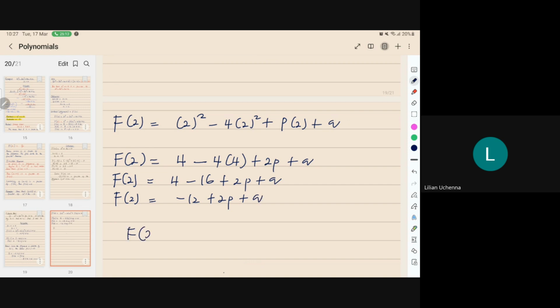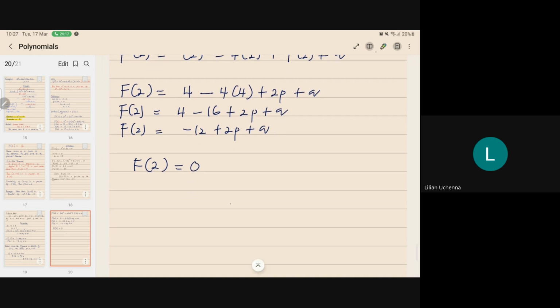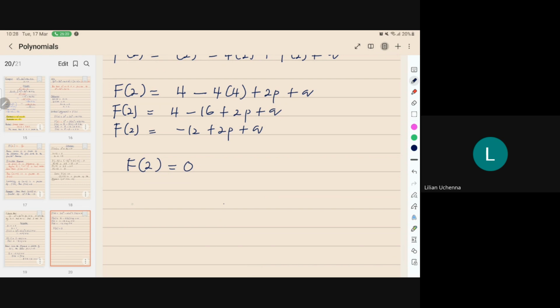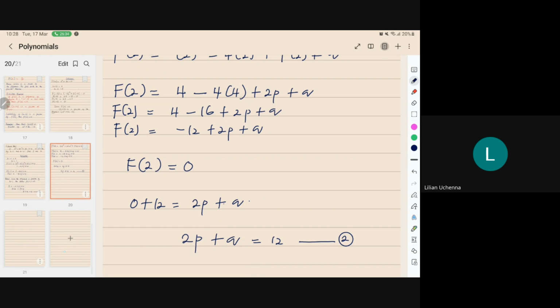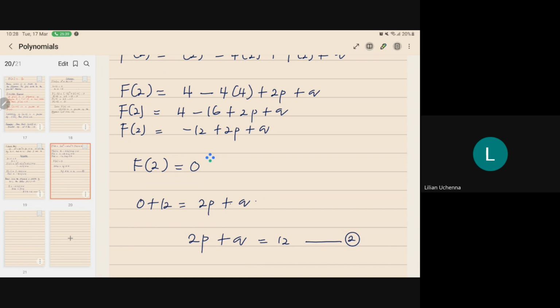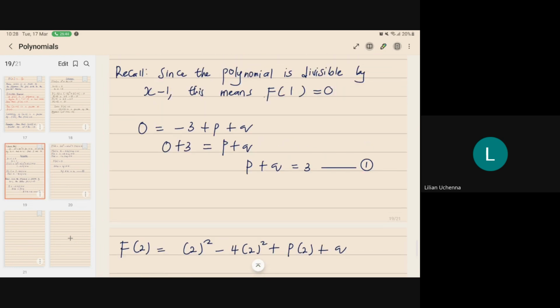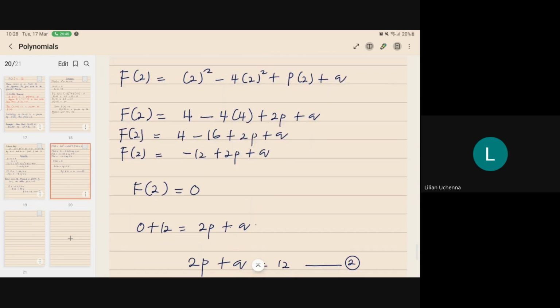So f of 2 is equal to 0, since it is a factor of that polynomial. So that said, I'm going to have 0 plus 12 is equal to 2p plus q. So that's 2p plus q is equal to 12, and that is your equation number 2. Now at this point, you can solve simultaneously for the two equations. The first equation says that p plus q is equal to 3.